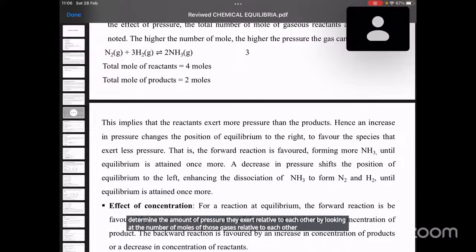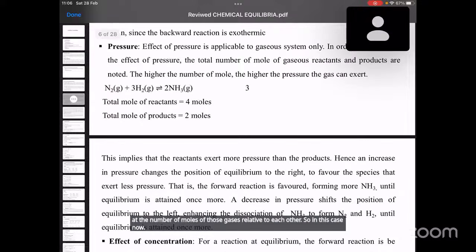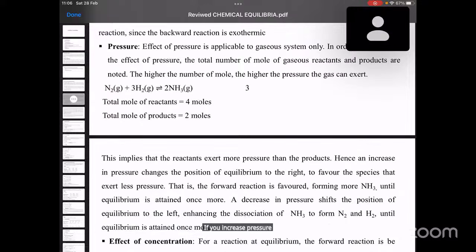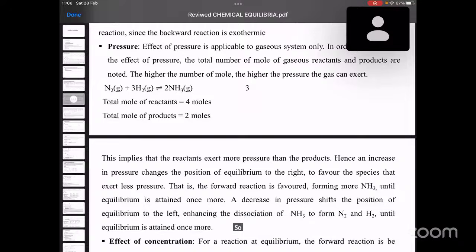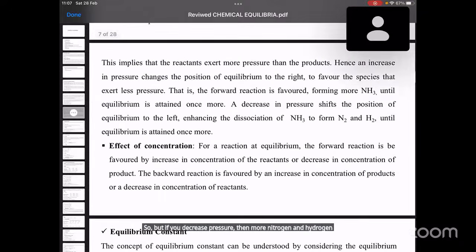So in this case now, if you increase pressure, more ammonia will be produced. And why is that? Because ammonia was exerting less pressure originally. So that means more of it will now be produced to balance that pressure effect. But if you decrease pressure, then more nitrogen and hydrogen will be produced.